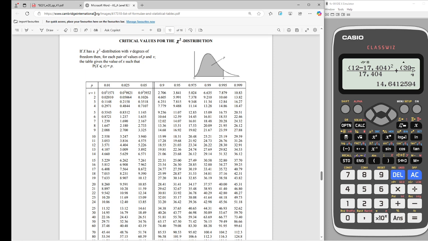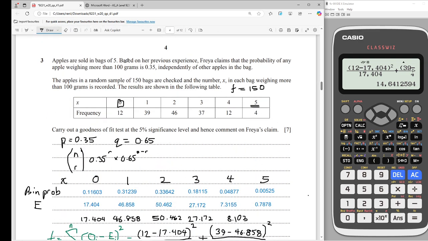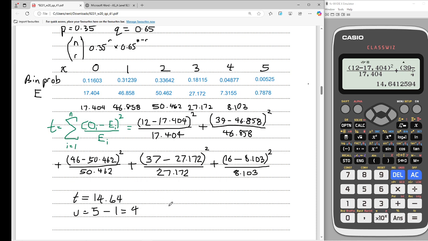Okay, so over here we have our row, and at 5% significance level, we just need to do 1 minus 5%, which is 1 minus 0.05, which means p equals 0.95.